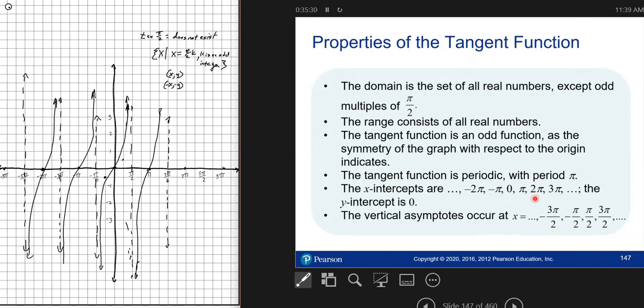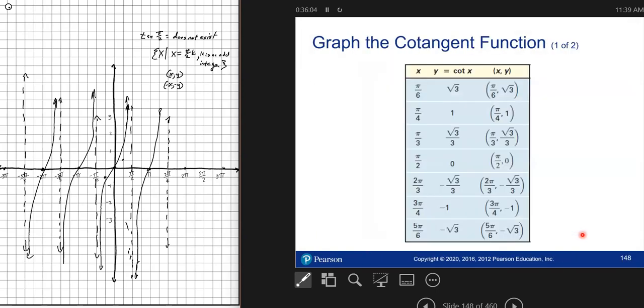So that point does double duty. It's one of the many x-intercepts, and it is the only y-intercept. If you have a y-intercept, if you recall, you only have one. And then the vertical asymptotes occur where the domain is not. So the vertical asymptotes are at the odd multiples of pi over 2. All right.